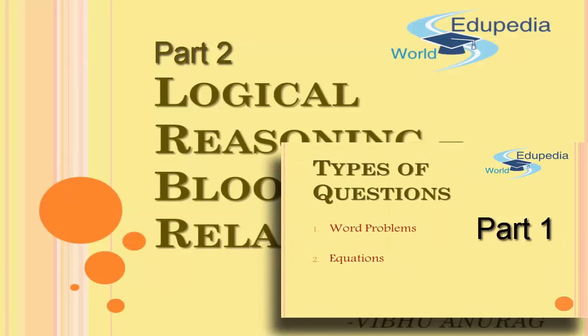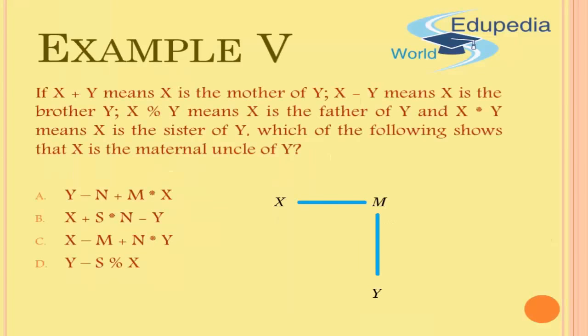In part 1 of this video, we saw the different types of blood relation problems, that is word problems and equation based problems, which we will discuss in detail in this part. We also saw the key concepts that we need to understand to solve blood relation problems, that is understanding the generation movements, what is a horizontal movement, what is a vertical movement, and how to make clear representations so that we can solve these problems in the shortest amount of time possible and as accurately as we can.